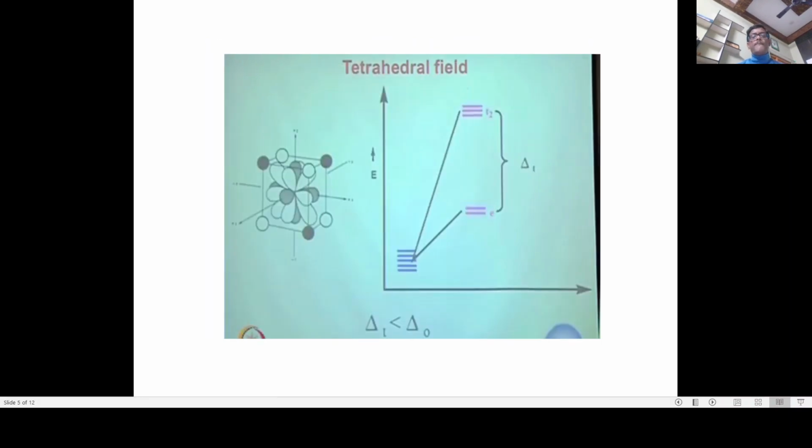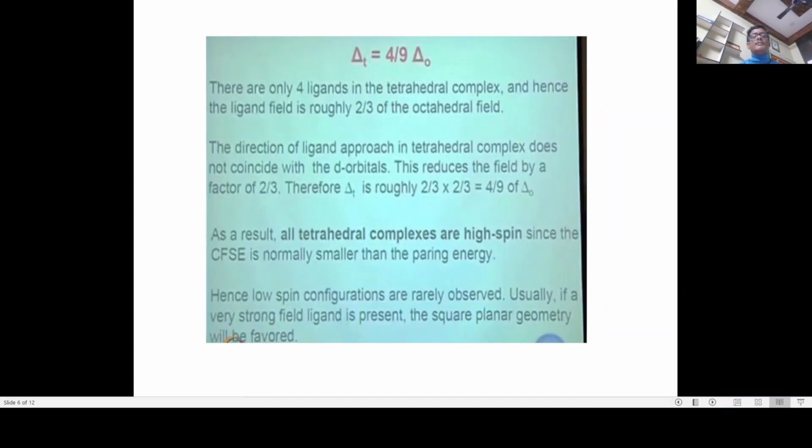Compared to octahedral complexes, where t2g was low in energy and eg was in the upper position, here the interaction is very high, so the t2 is in the upper, high-energy position and e is low in energy. This degeneracy is lost, giving a 3 to 2 splitting.